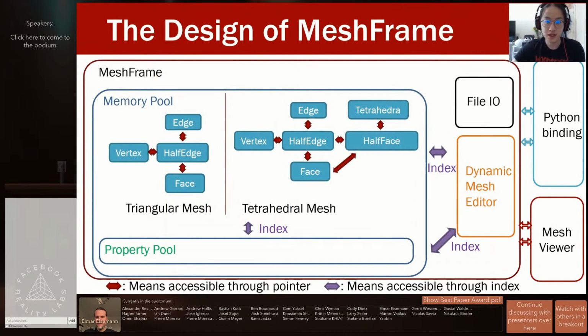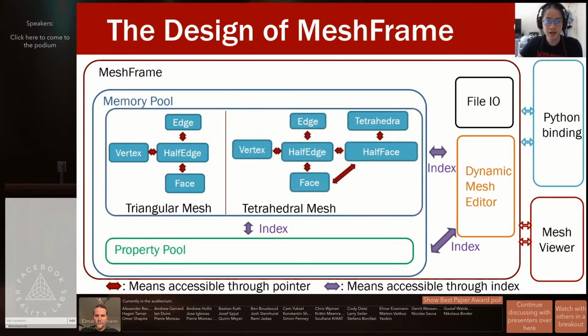Here we illustrate the structure of MeshFrame. MeshFrame supports both triangular and tetrahedral mesh, and its backbone is a half-edge, half-face data structure. All the elements in MeshFrame are managed by an efficient memory pool, which allows direct indexing, dense storage, and garbage collection. Except for the half-edge, half-face structure layer, all the accessing is unified with indexing. This is a great feature offered by the memory pool because it is very efficient and convenient. It also works great with the Python binding because Python really doesn't like pointers.